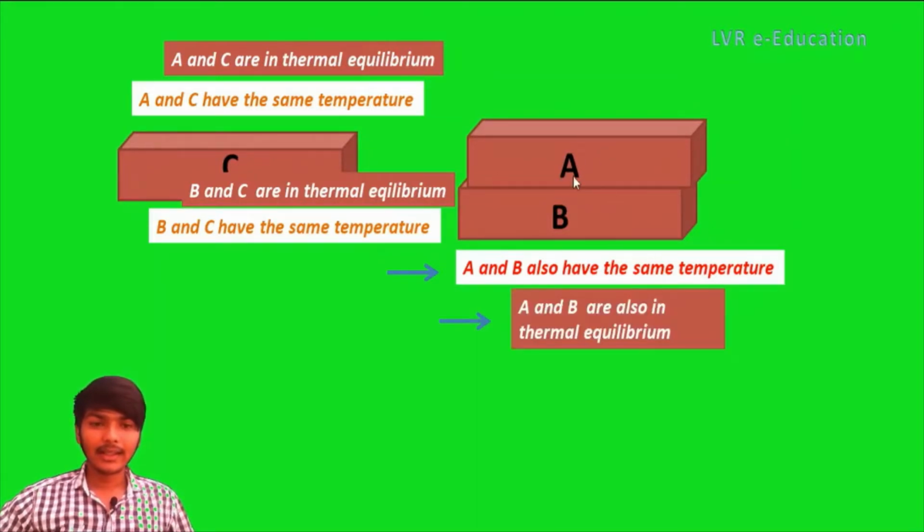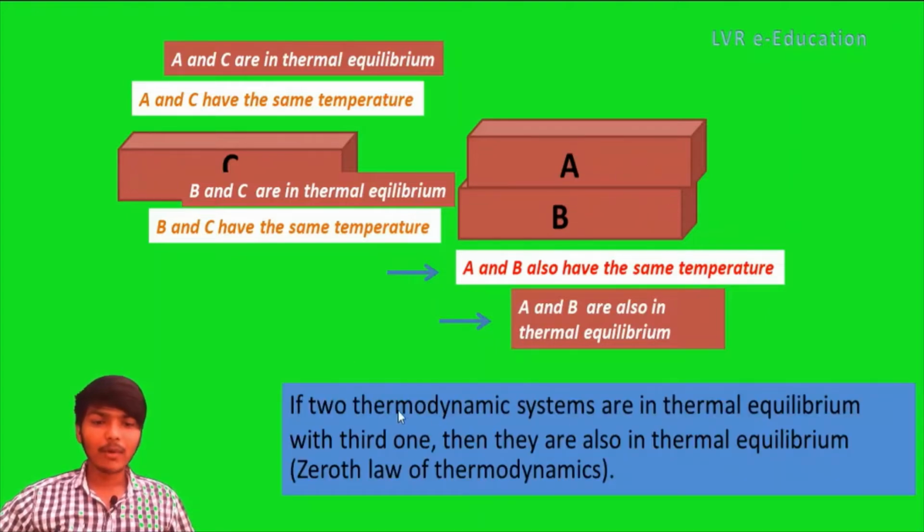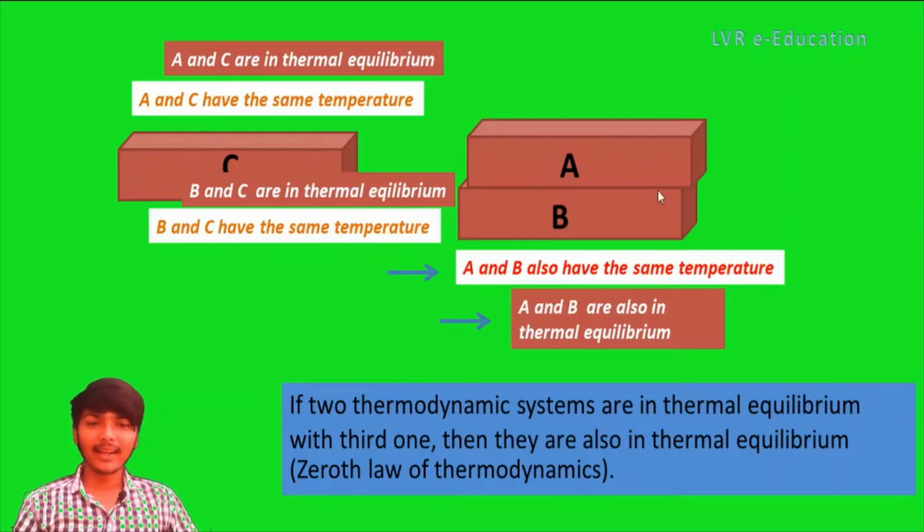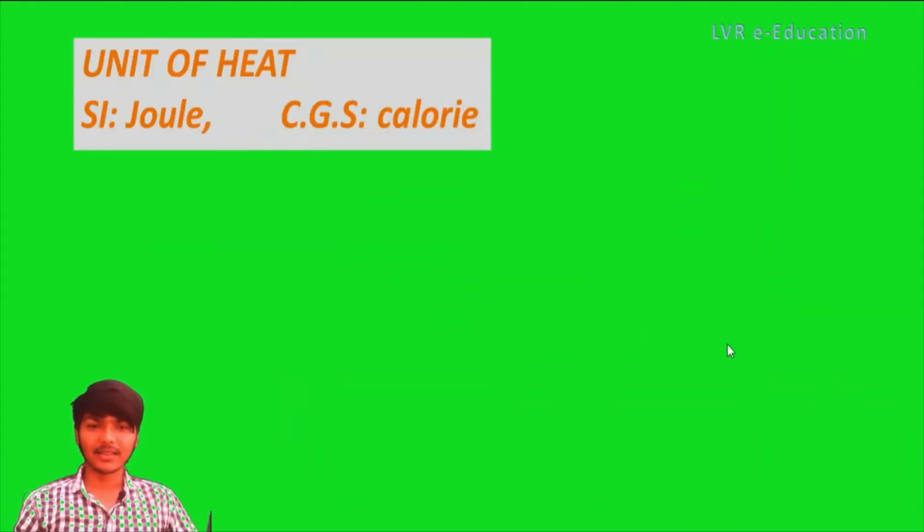So if two thermodynamic systems are in thermal equilibrium with a third one, then they are also in thermal equilibrium with each other. This idea is called the zeroth law of thermodynamics. Mathematically we can say that if A equals C and B equals C, then A and B are equal. You will know why I said this idea in a later section.